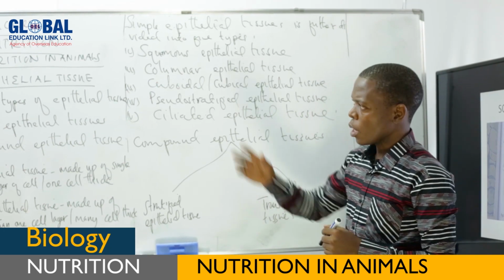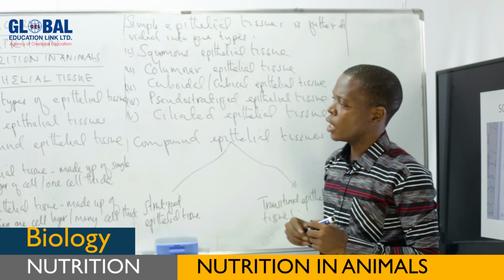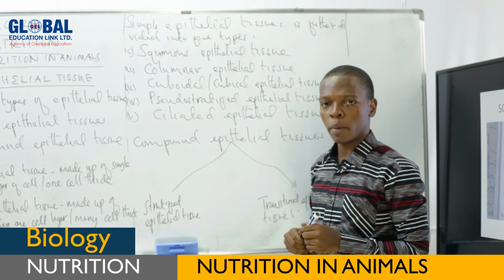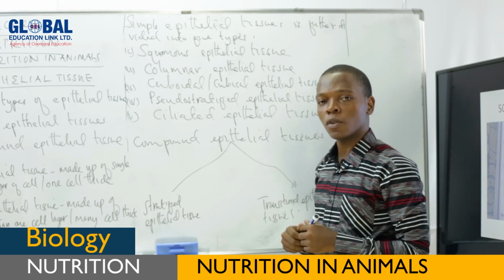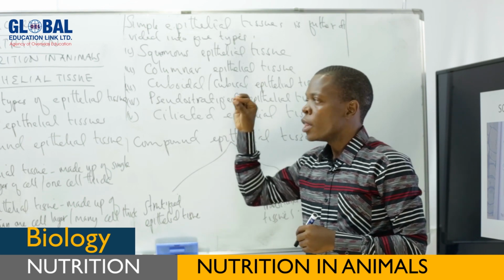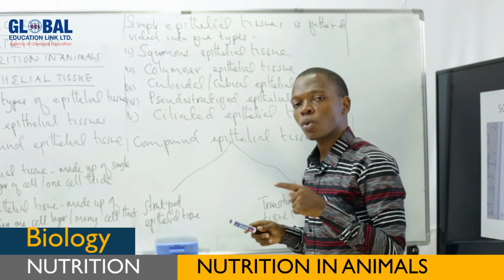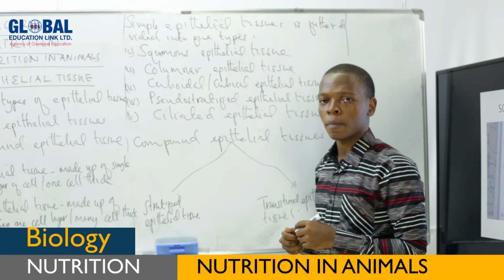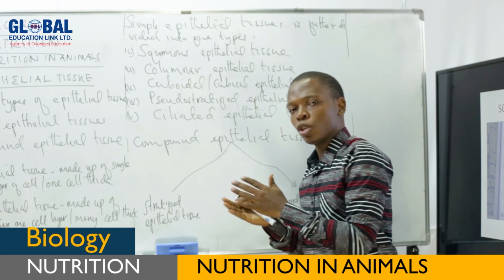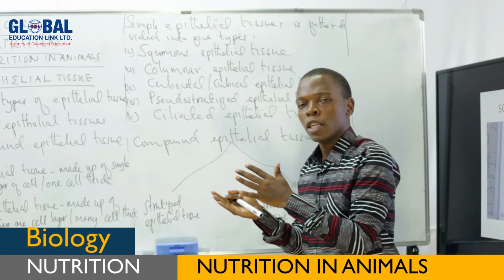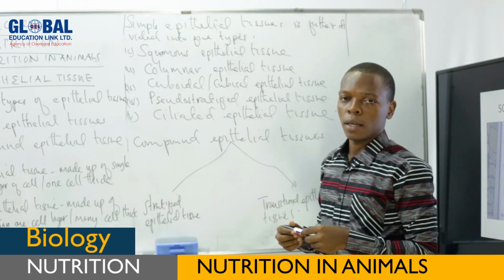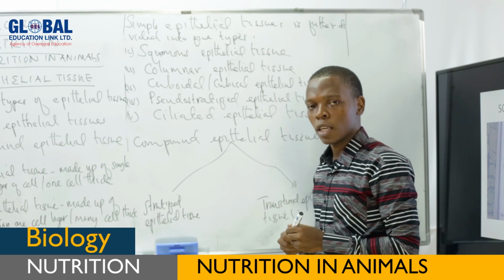Okay, students, because our main focus is nutrition in animals, especially in human beings, and we know that in nutrition in human beings, we must talk about the digestive tract or digestive system. Therefore, our main concentration will be those epithelial tissues which are found to cover this part of the digestive tract. It means from the mouth to the anus. What are the epithelial tissues which are found in the buccal cavity, in the esophagus, in the stomach, intestine, and the other parts of the digestive tract?